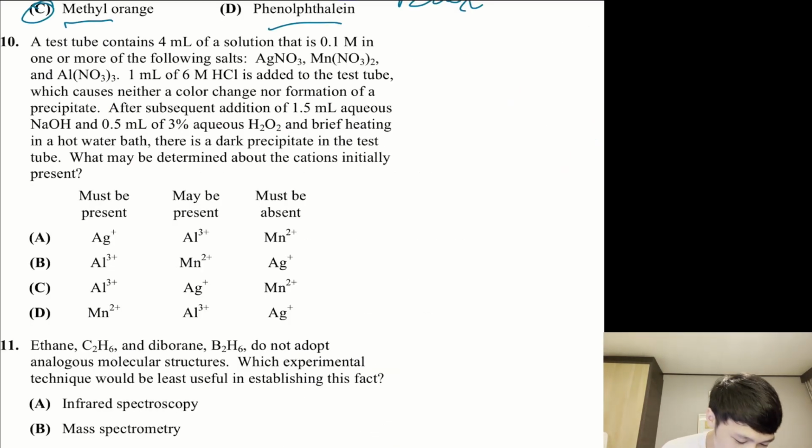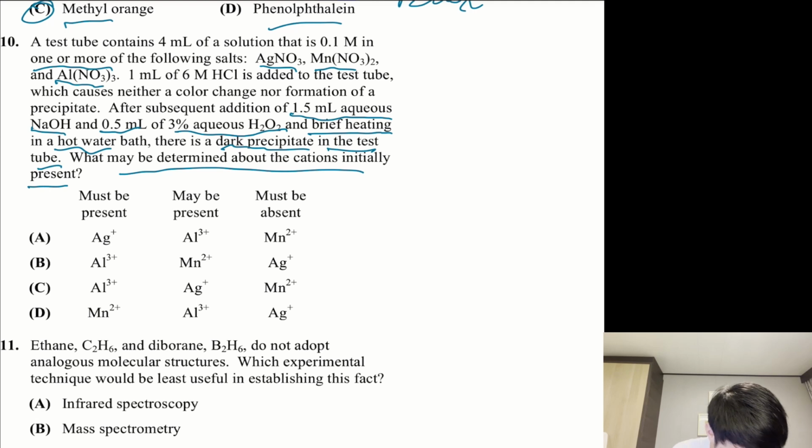Problem 10. A test tube contains 4 milliliters of a solution that is 0.1 molar in one or more of the following salts: silver nitrate, manganese nitrate, and aluminum nitrate. 1 mL of 6 molar hydrochloric acid is added to the test tube, which causes neither a color change nor formation of a precipitate. After subsequent addition of 1.5 mL aqueous sodium hydroxide and 0.5 mL of aqueous hydrogen peroxide and brief heating in a hot water bath, there is a dark precipitate in the test tube. What may be determined about the cations initially present?